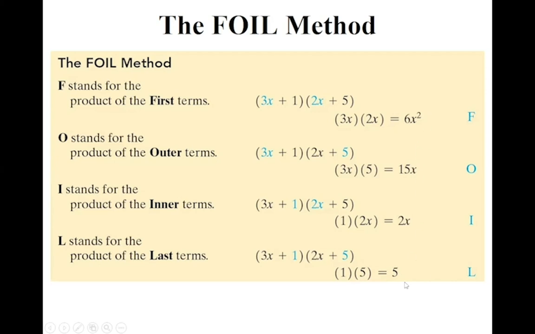Then we would add it all together. Combining like terms usually means combining the outer and inner. 15x plus 2x is 17x. So 6x squared plus 17x plus 5 is what we would get when we multiply. Notice when we multiply two binomials, we get a trinomial, not another binomial. We might get another binomial in a special case, but usually we get a three-term thing when we multiply two two-term things.